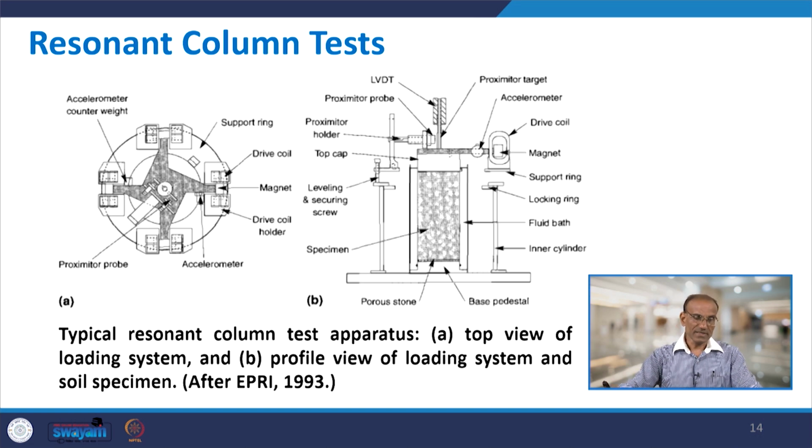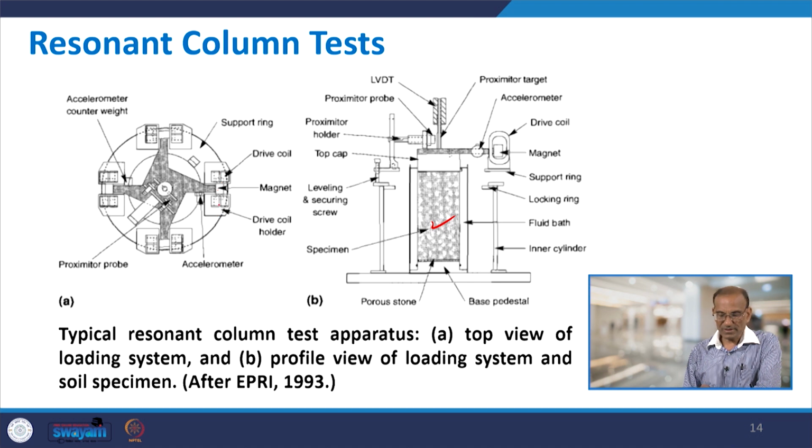Here a typical resonant column test apparatus is given. On the left is the plan, which is the top view of the loading system, and on the right hand side you have a profile view of the loading system and soil specimen. The soil specimen is cylindrical, you could see here, with a circular cross section and height. In the top view you actually have 4 magnets, and these magnets have between them 2 drive coils.